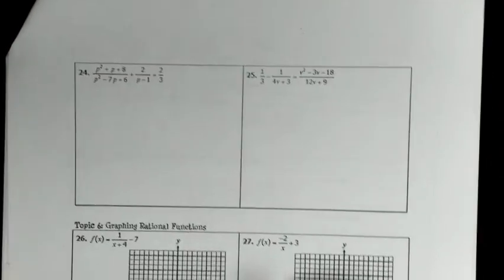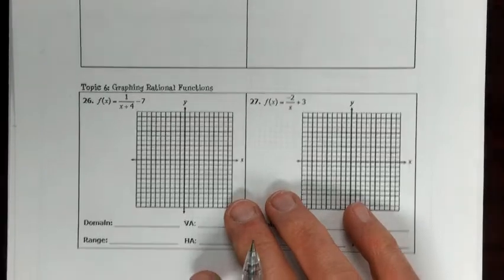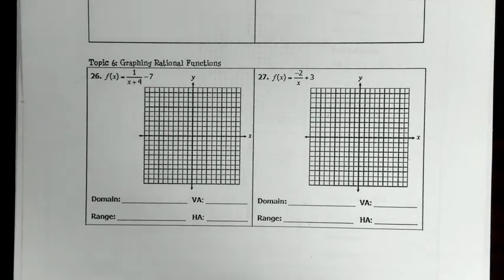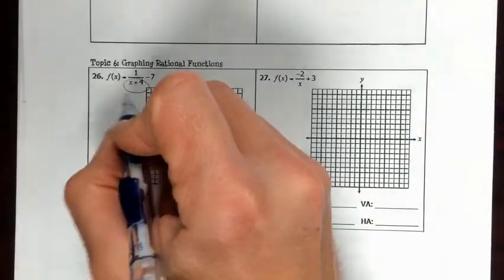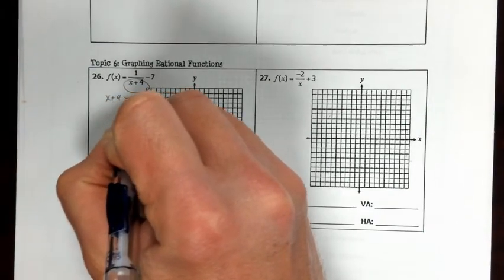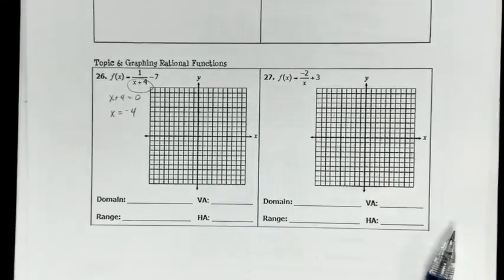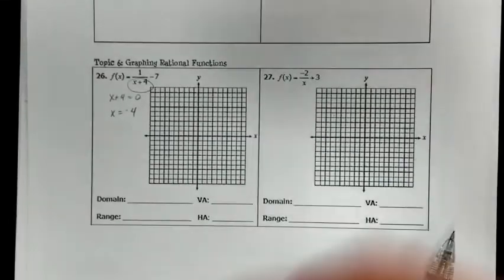I say we're good on the solving. Let's do a couple graphing and be done. Alright, so looking at number 26. Number 26, let's graph that puppy. I know that my vertical asymptote is this thing right here. We set that equal to 0, so x plus 4 equals 0. We get x equals negative 4 as my vertical asymptote. Get out a different colored pen.